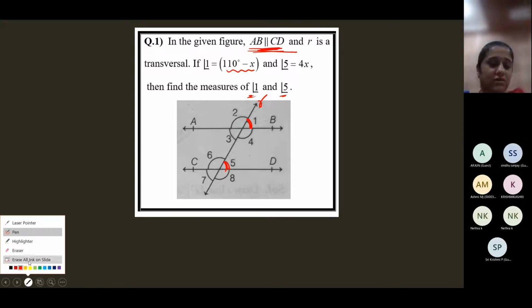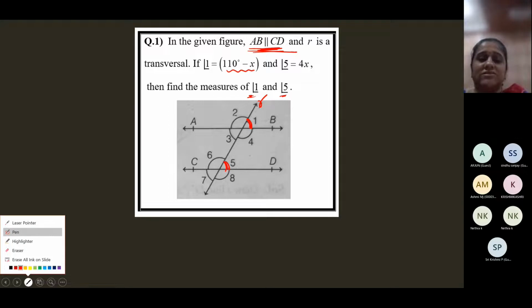Now, are the two lines parallel, AB and CD? Yes, we are given that AB is parallel to CD, and there is a transversal R. So what is the relation between angle 1 and angle 5? Ma'am, they are corresponding angles, ma'am. Are they equal? Yes, ma'am. They are corresponding angles and they're equal because the lines are parallel, which means angle 1 is equal to angle 5.